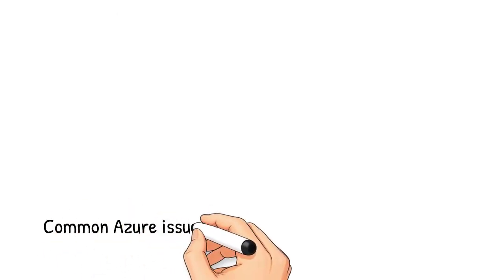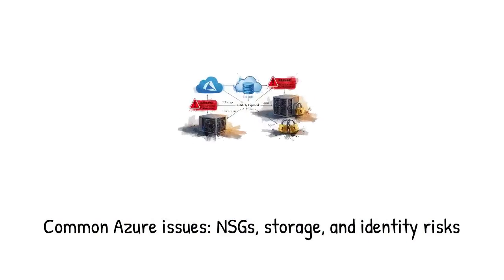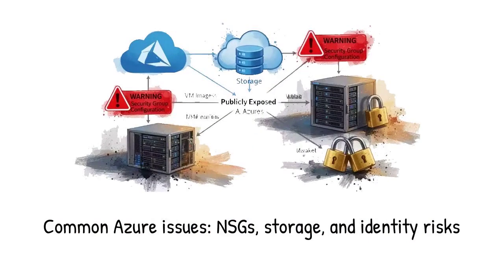Common problems detected during Azure scanning include misconfigured network security groups, NSGs, storage accounts that are publicly exposed to the internet, weak identity and access configurations, and outdated VM images. These risks can lead to data breaches if not quickly addressed.